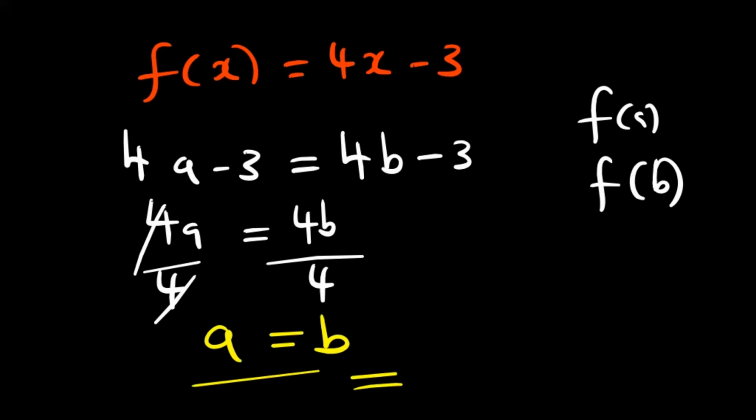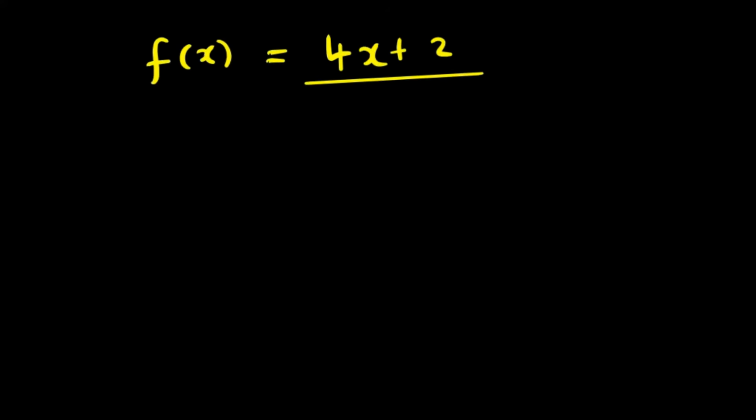Let's solve another one. Let's say f of x is equal to (4x plus 2) over (3 minus x). So for this to be a 1 to 1, f of a should be equal to f of b.